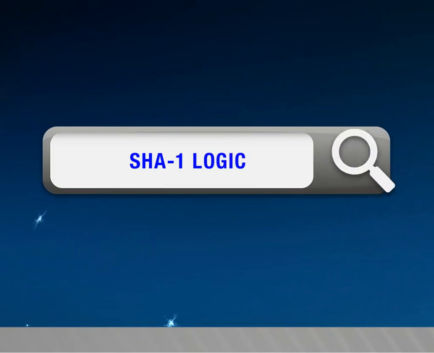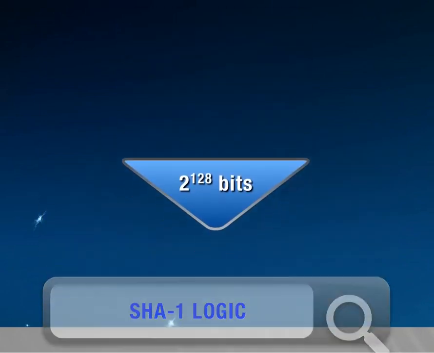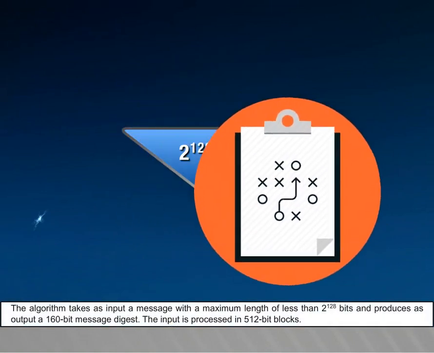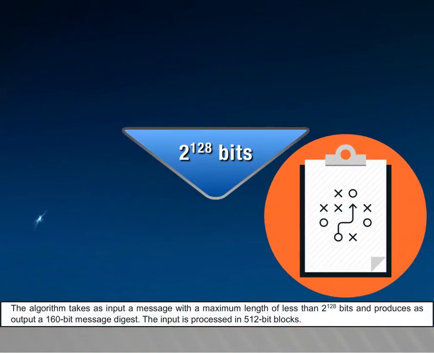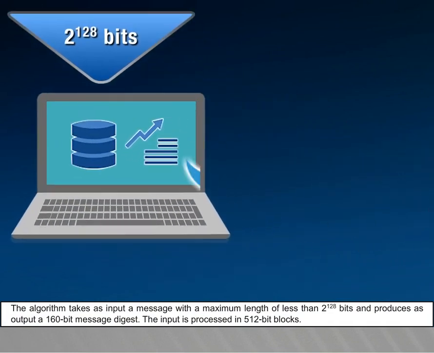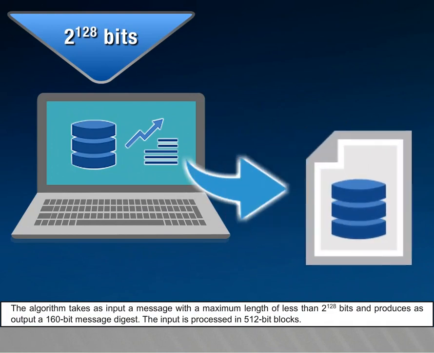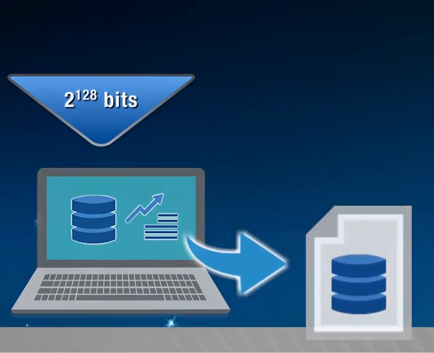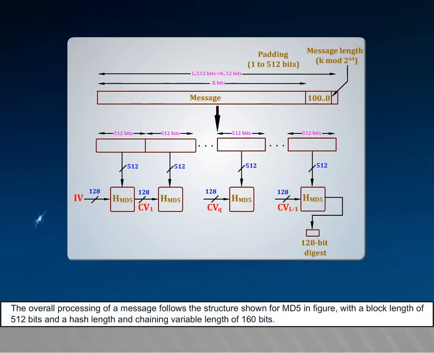SHA-1 logic. The algorithm takes as input a message with a maximum length of less than 2^128 bits and produces as output a 160-bit message digest. The input is processed in 512-bit blocks. The overall processing of a message follows the structure shown for MD5 in the figure, with a block length of 512 bits and a hash length and chaining variable length of 160 bits.